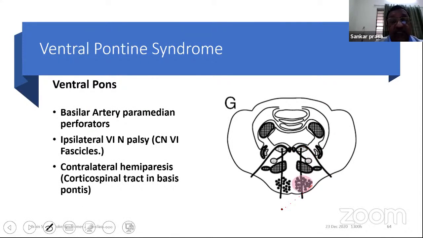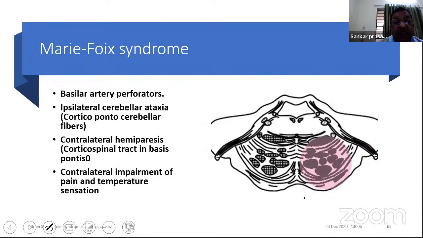Ventral pontine syndrome. Here, this ventral pontine syndrome has only one thing: basilar artery paramedian perforators are involved, and ipsilateral sixth nerve abducens and contralateral hemiparesis. So, sixth nerve and contralateral hemiparesis, ventral pontine syndrome.